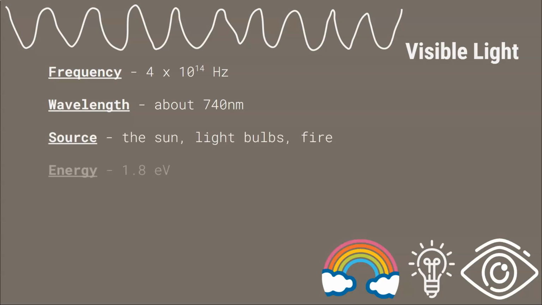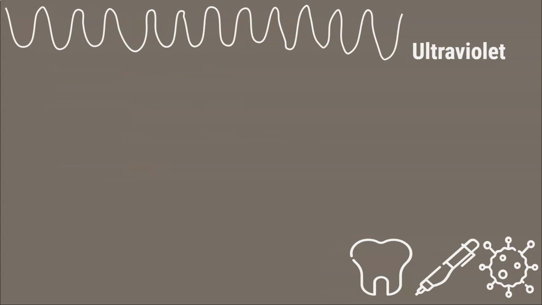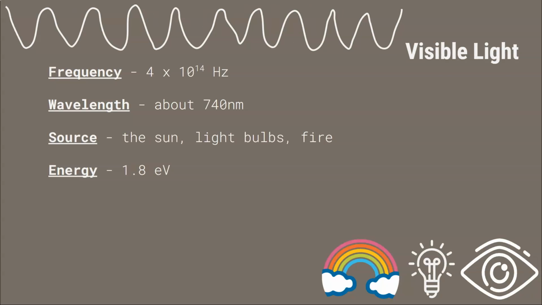Visible light is essentially what we can see. It's at about 4 times 10 to the 14 hertz. Its wavelength is a little bit smaller at 740 nanometers. So now we're looking at a much smaller wavelength. The sources are things like the sun, light bulbs, fire, anything that gives off visible light, and its energy is about 1.8 electron volts. I didn't have a lot for this one because obviously you should know a little bit about visible light and what we use it for.